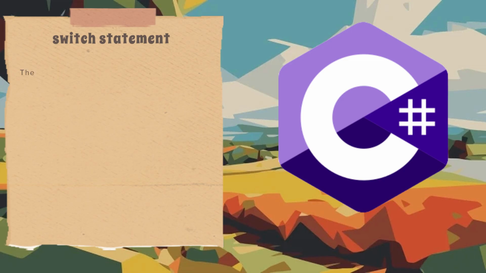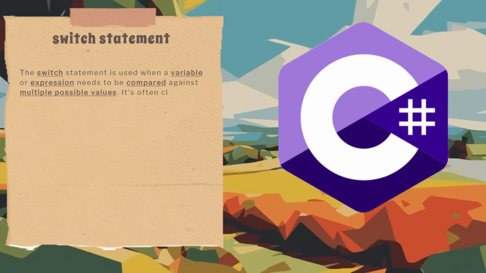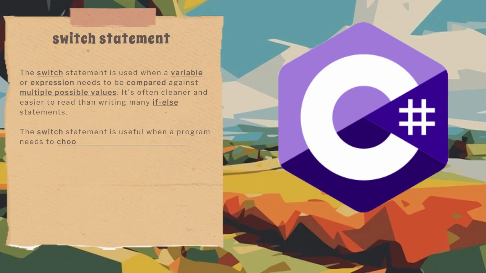The switch statement is used when a variable or expression needs to be compared against multiple possible values. It's often cleaner and easier to read than writing many else-if statements. The switch statement is useful when a program needs to choose between several options based on the value of a variable. Each option is written as a case, and the value is checked one by one.